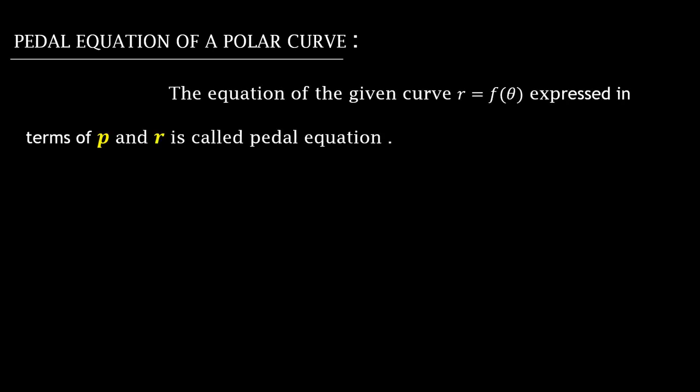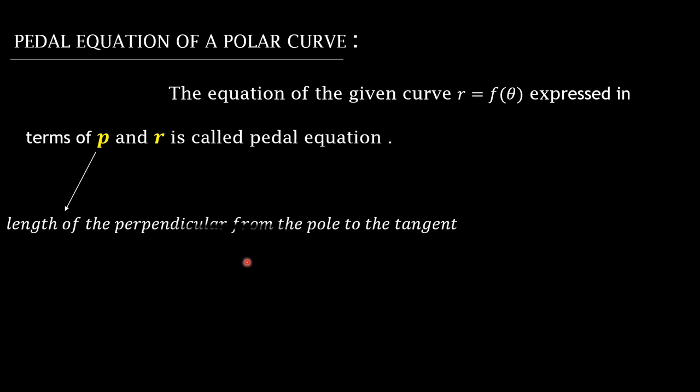Representing a curve, any polar curve, in terms of p and r is nothing but a pedal equation. What is p, students? p is the length of the perpendicular from the pole to the tangent, and r is the corresponding radius vector. So representing any polar curve in terms of p and r is called a pedal equation. Or in short, the equation containing only p and r is a pedal equation.